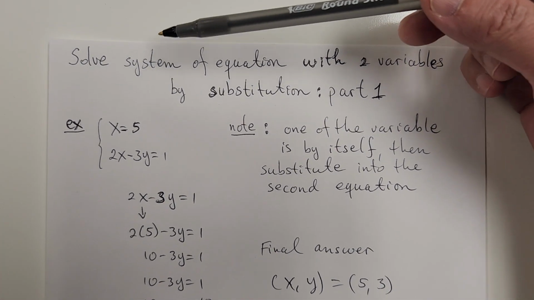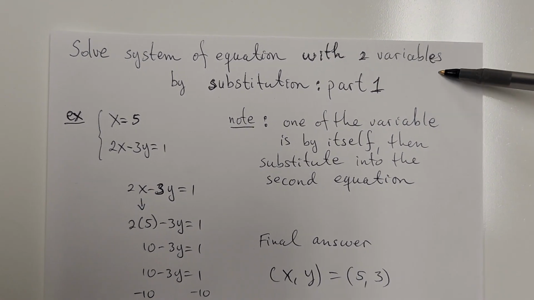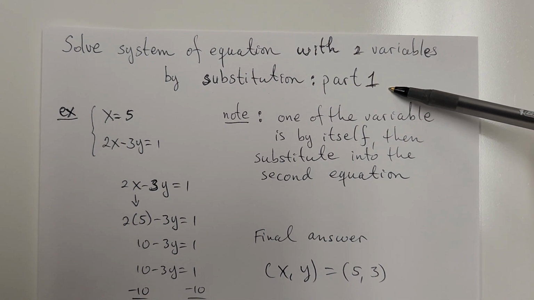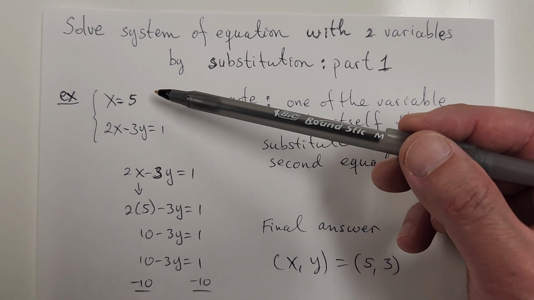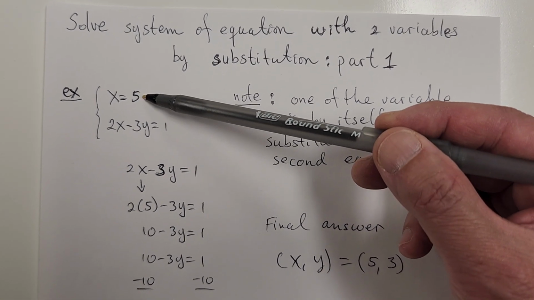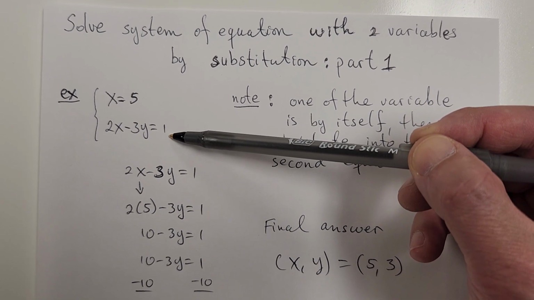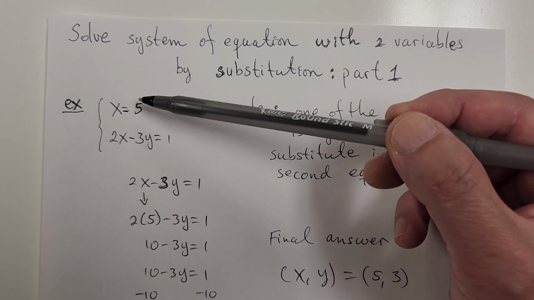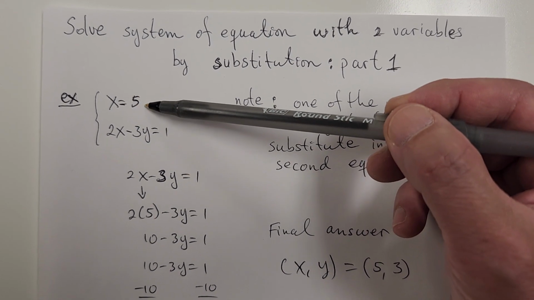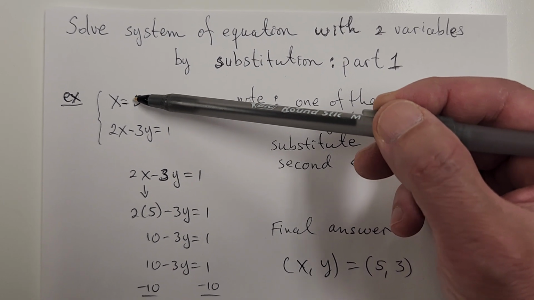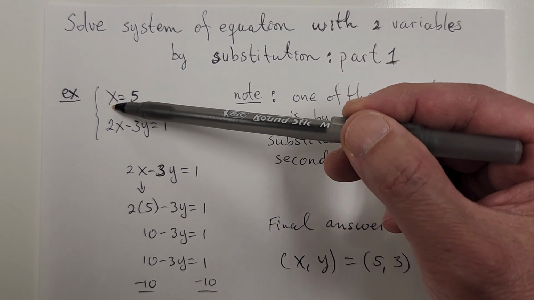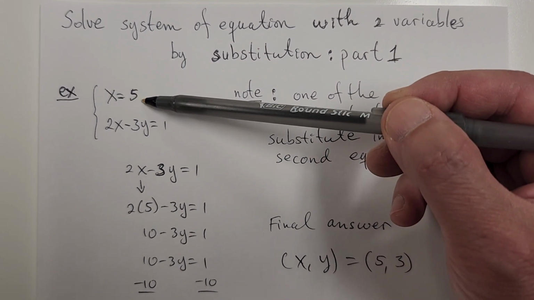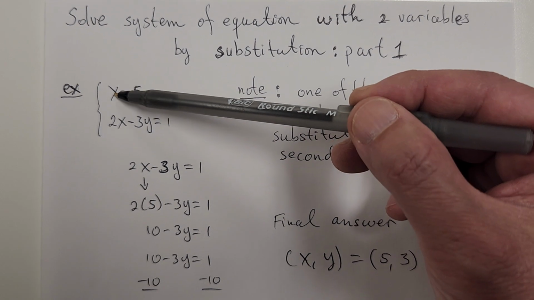This lesson is solve system of equations with two variables by substitution, part 1. So here's an example. Here I have equation 1, equation 2. If you look very carefully in this example, equation 1 is already solved, and the reason why it's already solved is because I have a variable by itself and a number. So this is already solved.